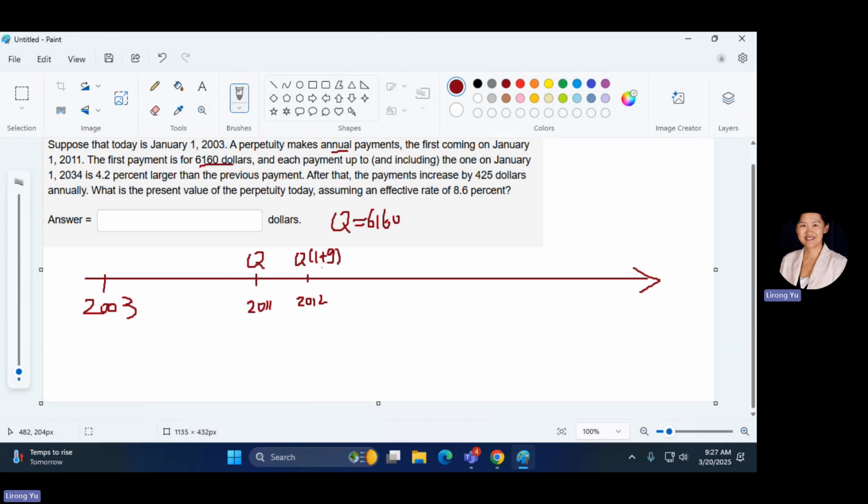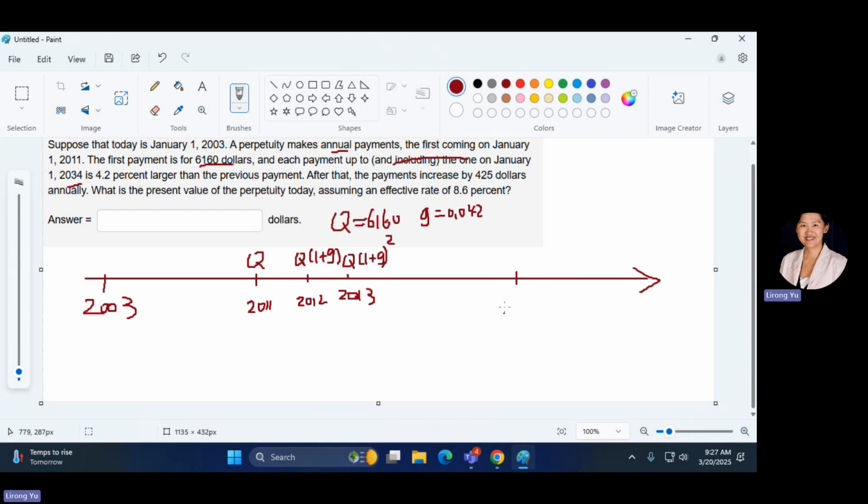It's a geometric progression at first. G is equal to 0.042. G may have been given as a percent. So keep the same format for 2013. It will become Q times 1 plus G squared, up to and including the one in January 2034.